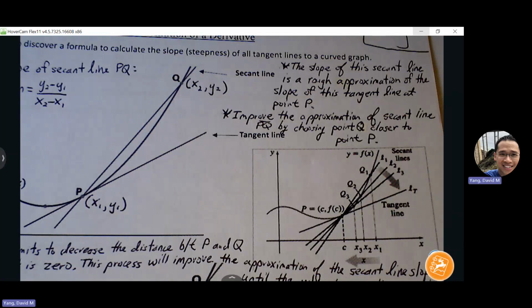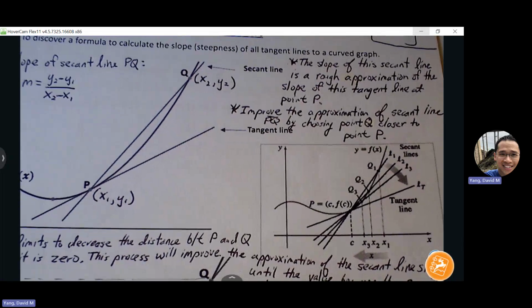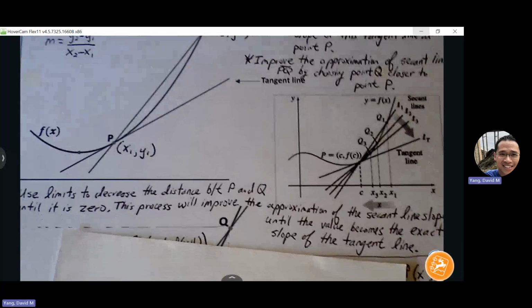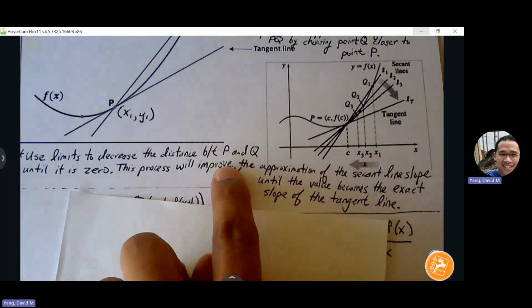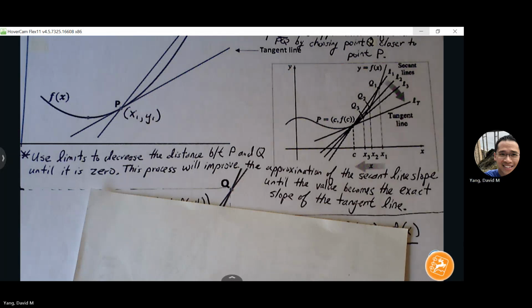Okay. So if we can improve the approximation by moving point Q closer towards point P, then what if we just continue to move it closer, right? So maybe we can get it out of approximation. So that's going to be the concept that we're going to be exploring, okay? We're going to use limits to decrease the distance between point P and point Q until that distance is 0, okay? And this process will improve the approximation of the secant line slope until the value becomes the exact slope of the tangent line. Okay. So go ahead and spend a minute to copy that down.